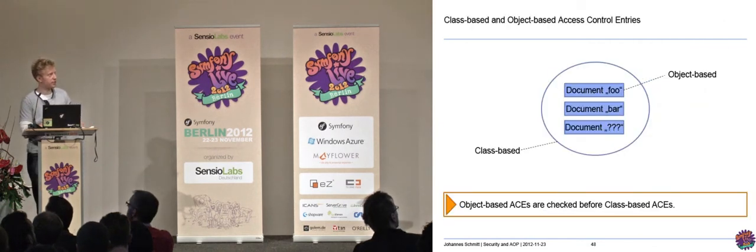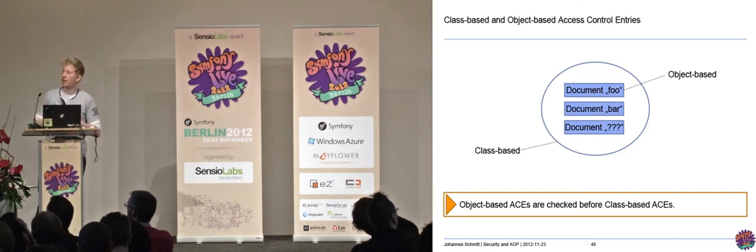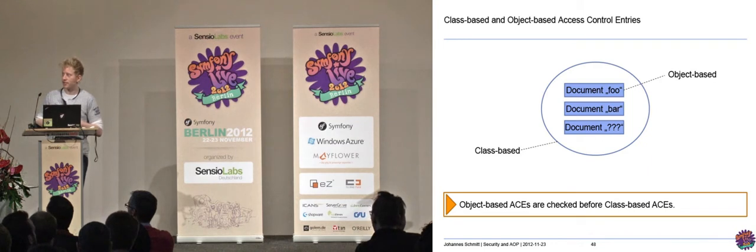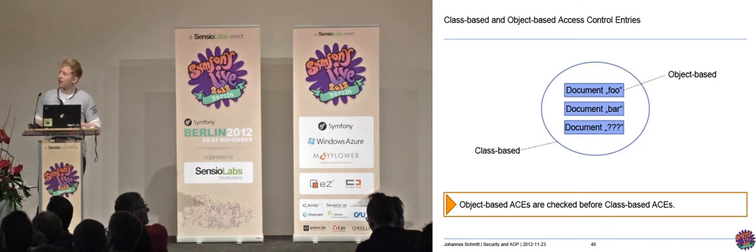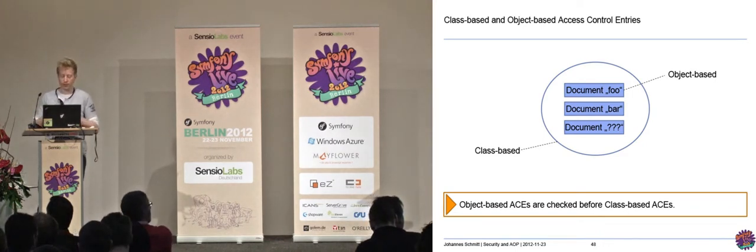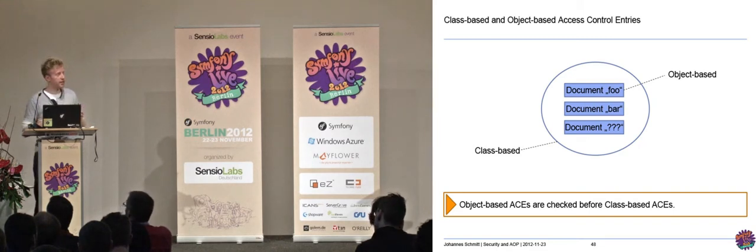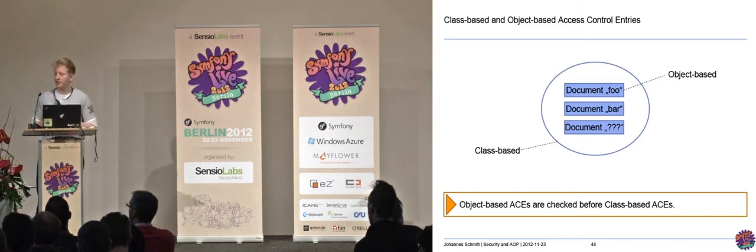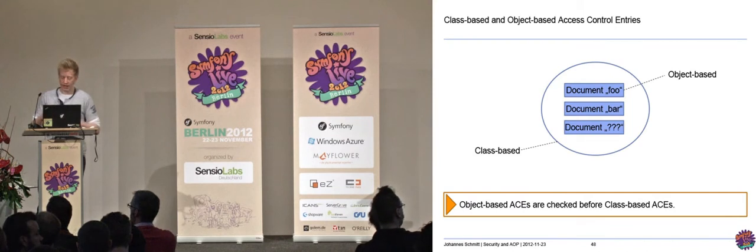We also have a distinction between class-based and object-based access control entries. For example, if you have multiple documents, you could create certain entries for specific documents. Like for document foo, you could create an access control entry, which would then be object-based, or you could also say a user has access to all objects. Then you could create a class-based entry. The good thing is these are checked in order, so you can use them both.